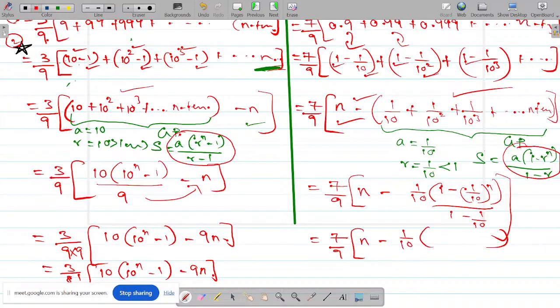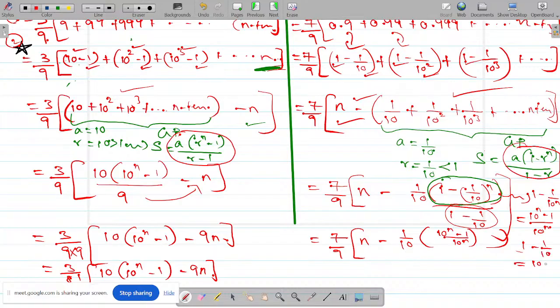What happens here? Probably I'll zoom out in brackets. Actually, if I zoom out, this will be 1 minus 1 by 10 power n. Next step, 10 power n will be taken LCM, so 10 power n minus 1. So this is 10 power n minus 1 divided by 10 power n. And I have 1 over here, which is 1 by 1 minus 1 by 10, which is 10 minus 1 by 10, which is 9 by 10.